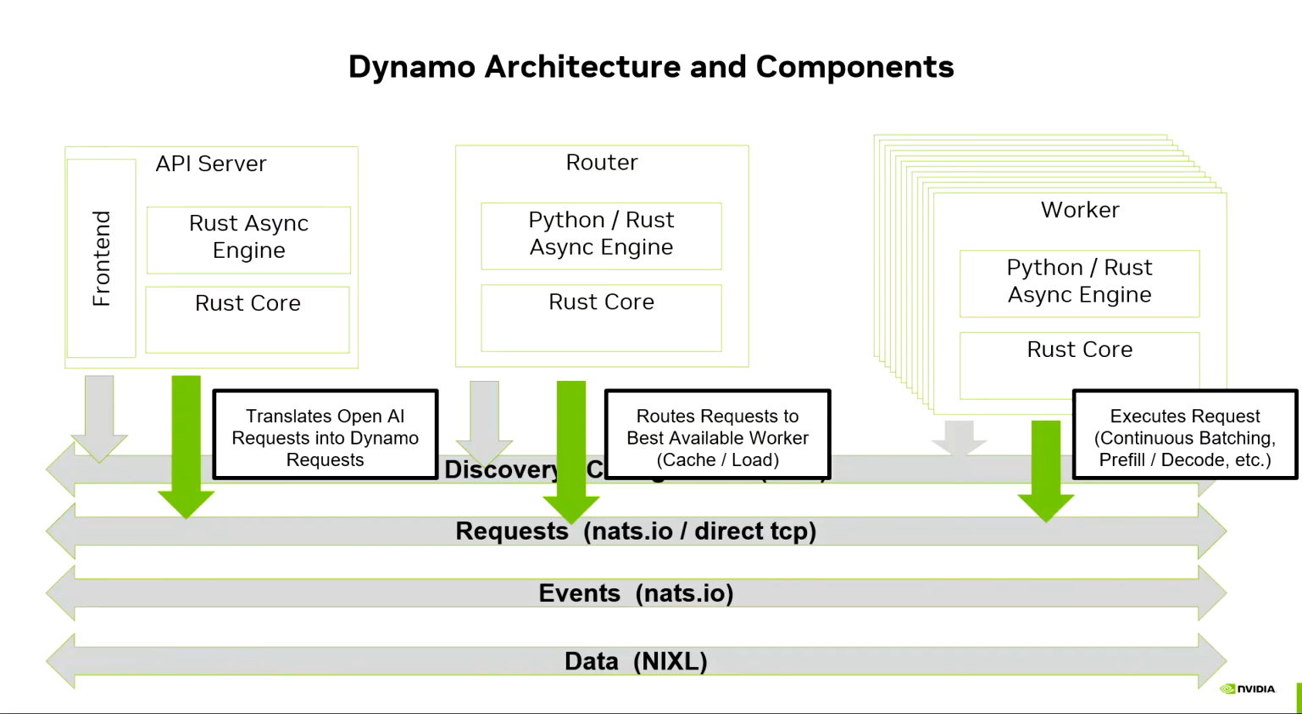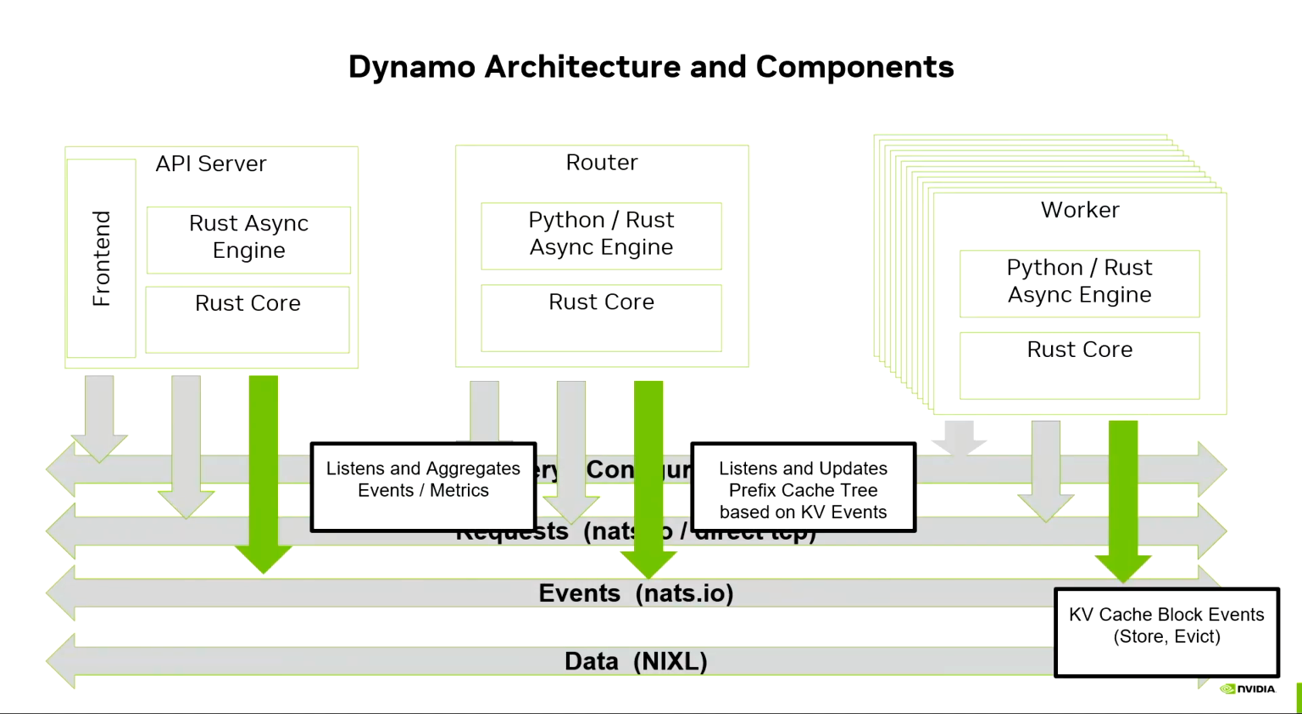Okay, and finally, the worker is going to do the work. Right, that's why it's named a worker. So it'll execute the request. And we still have all the optimizations you have for a single node here: continuous batching, prefill, decode, disaggregation, et cetera. So those aren't left behind, because this worker is just going to be containing the engines that are already optimized.